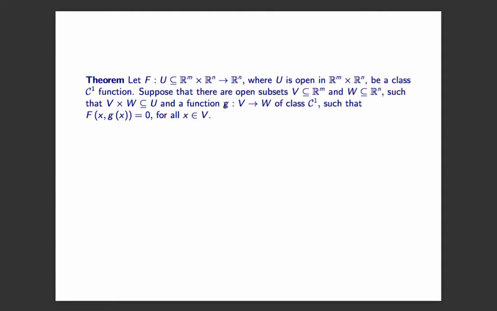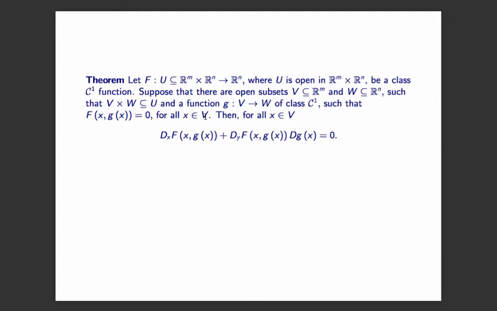When I say there's an implicitly defined function, what I mean is x and g of x satisfy the equation f of x comma y equals 0, where y is taken by g of x. And it satisfies the equation for all x in this open set V of R^m. So that's our hypothesis.